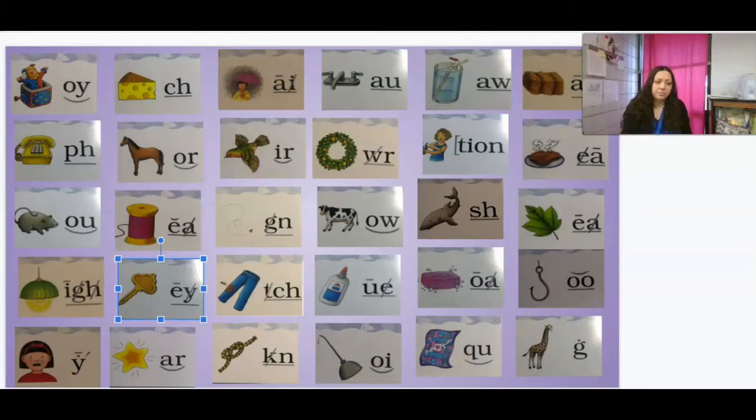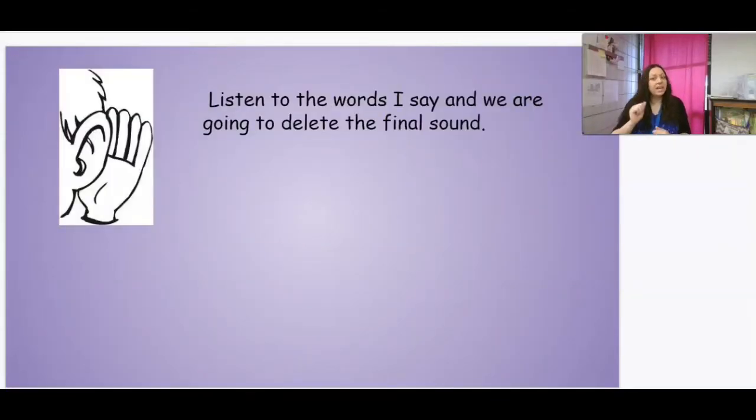Very good. All right, let's try to take off that final sound off these words again, okay? So remember, tape without the P is just tay. Very good. How about tent without the T is just ten. Good job. Purse without the S is just purr. Grape without the P is just gray.